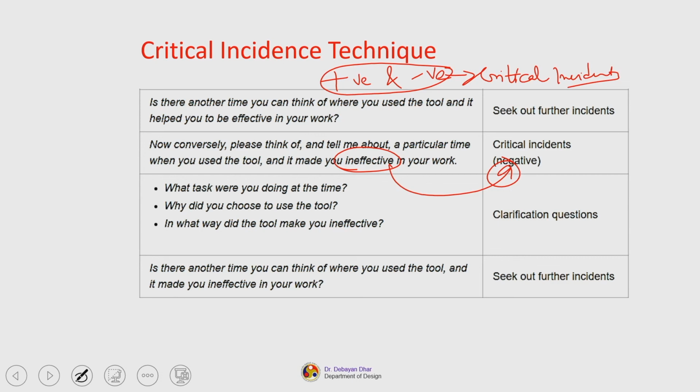Is there any other time you can think of where you used the tool and it made you ineffective in your work? So, again, after he or she explains a particular negative critical incident, after seeking the clarification questions, the next question that you ask is to further look for any other critical incidents, be it positive or negative, that happened, and to seek further clarification questions.